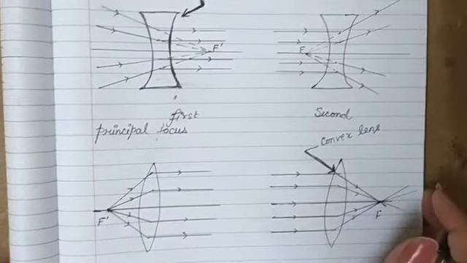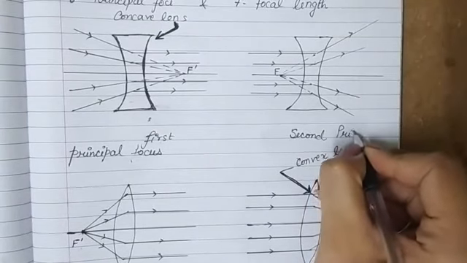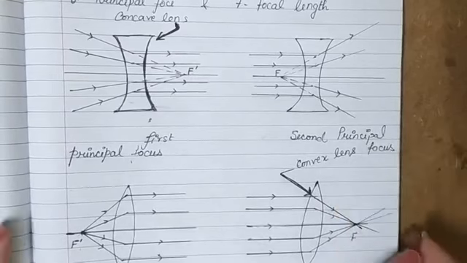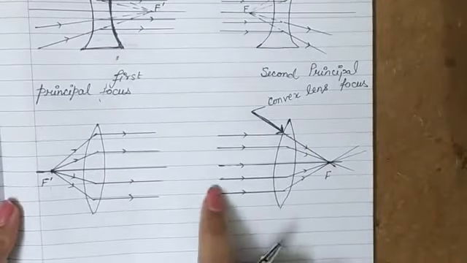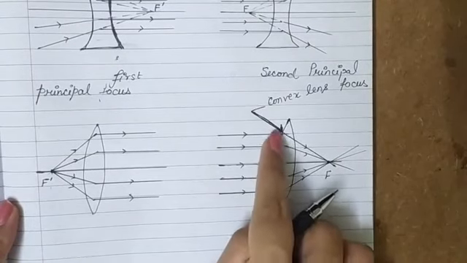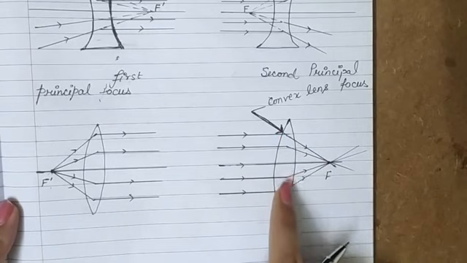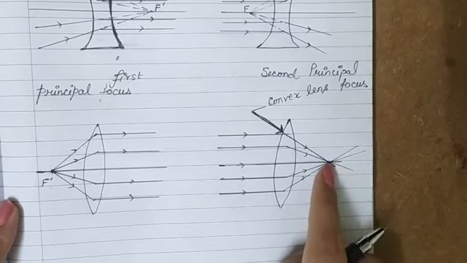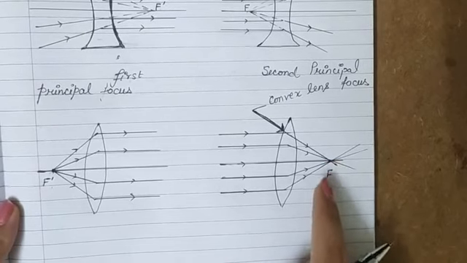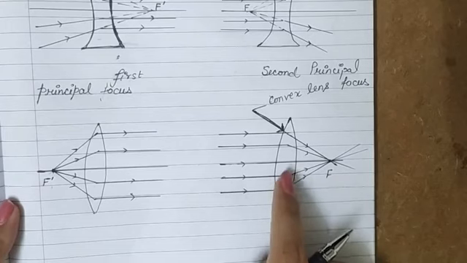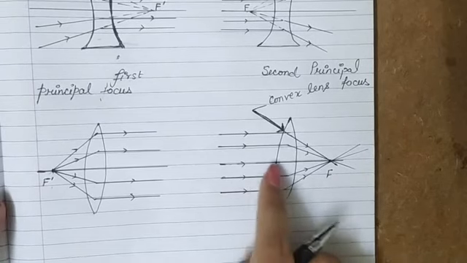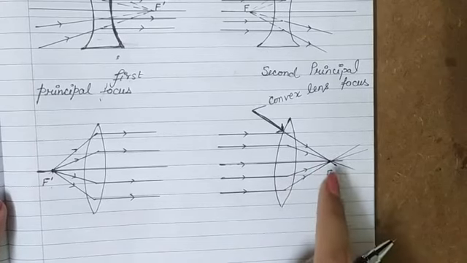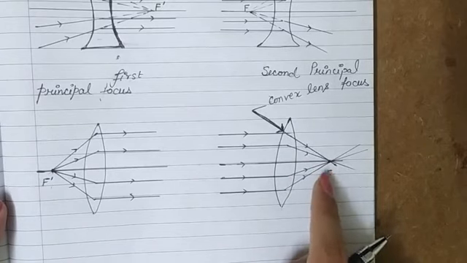Now moving to the second principal focus. For the second principal focus of convex lens, the light rays that are coming parallel to the principal axis, after refracting from the lens, actually meet at this point, and this is called second principal focus of this convex lens. So the light rays that are coming parallel to the principal axis, after passing through the lens meet at this point, then this point is called second principal focus of the convex lens.